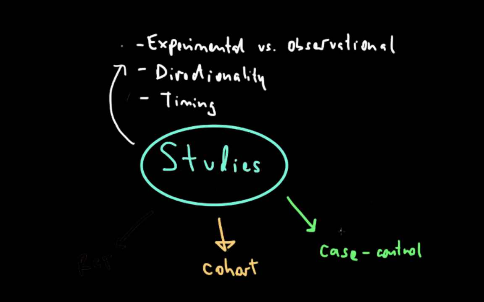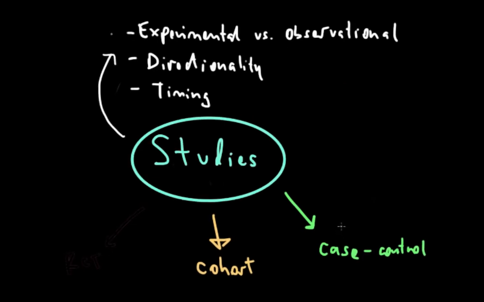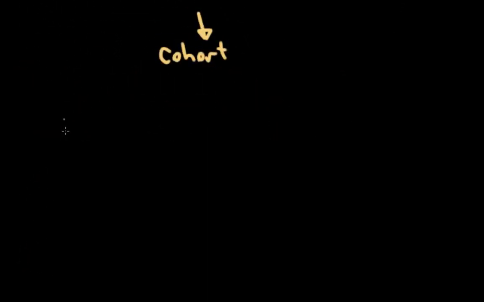And we'll be discussing what they are, their pros and cons, and which characteristics of studies we talked about in last videos each of them retains. So the first one we're going to be looking at is the cohort study. Now in a cohort study, we're going to start with a population of disease-free individuals, and we're going to follow them over time to find out the risk of a specific outcome occurring.